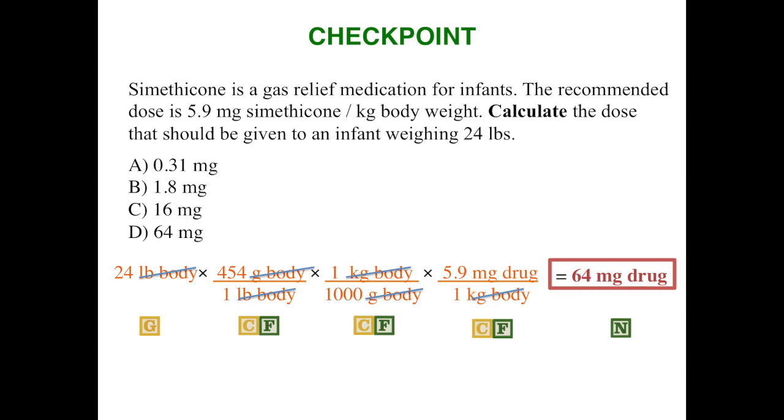For complicated problems like this, I also want to point out where students often make a mistake. A common pitfall in these problems is when students take shortcuts and don't write the complete conversion factors out. What I mean by complete is, for example, when you write 454 grams of body over 1 pound of body, not just 454 grams over 1 pound. Let's see how that can lead you astray.